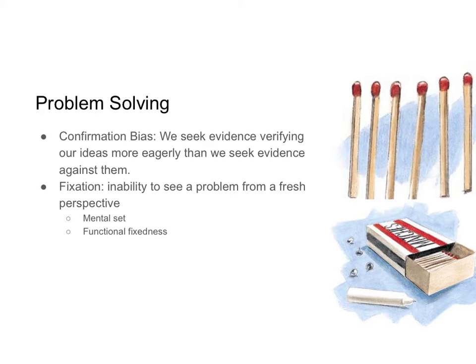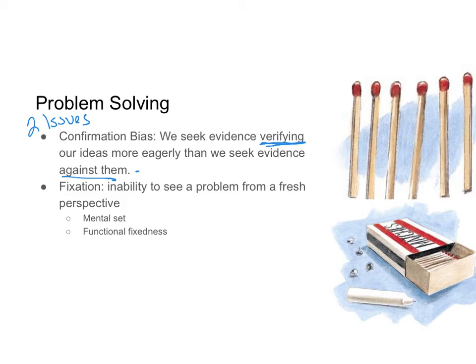Problem solving. So how do we take all these ideas and use that information to solve problems? Well, these are two issues that we run into with problem solving. The first is going to be confirmation bias. We seek evidence verifying our ideas more eagerly than we seek evidence against them. So we want to verify rather than go against.